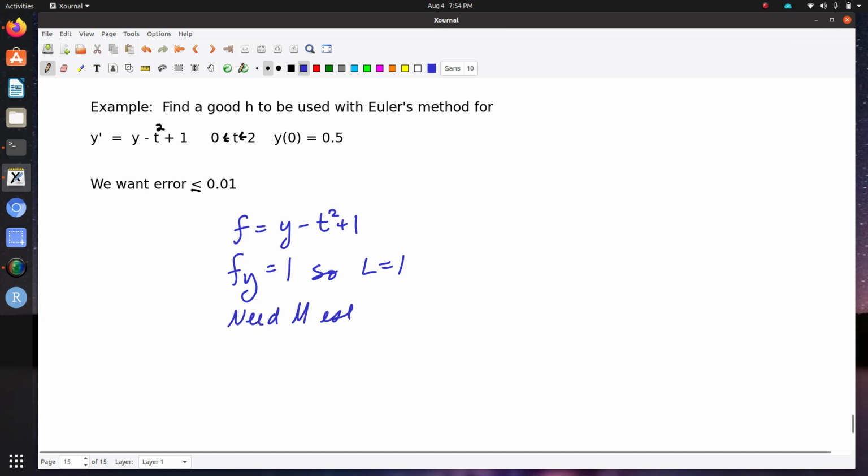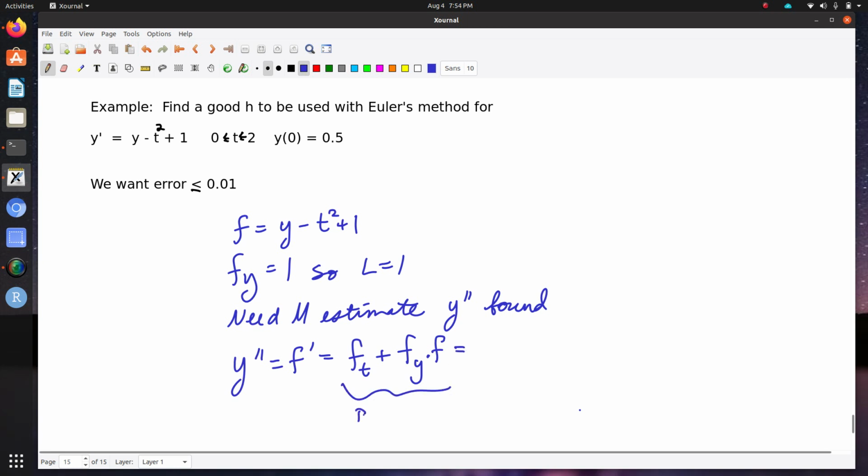but now we need an M estimate. So you need a y double prime bound. How will we get that? y double prime is equal to f prime, which is the derivative of f with respect to t plus the derivative of f with respect to y times y prime, but we're not going to use y prime. What are we using instead? Of course, we're going to use f, because that's what y prime is. This is just your product rule, right? You use this all the time for implicit differentiation and things like that. So we're going to just simplify this.